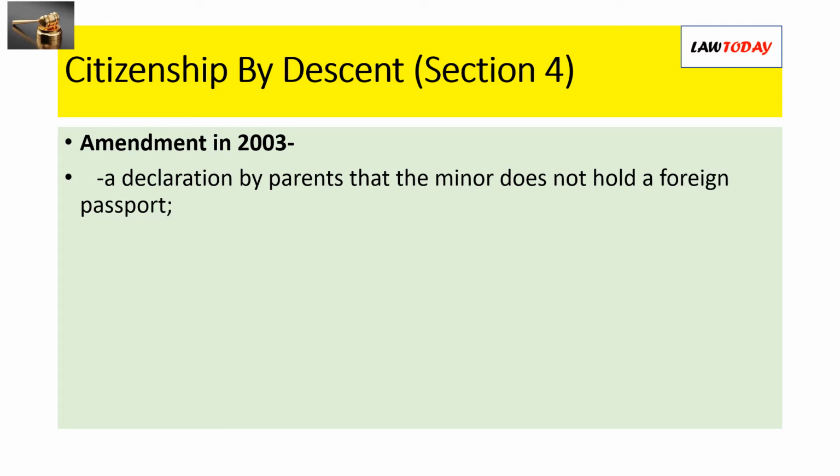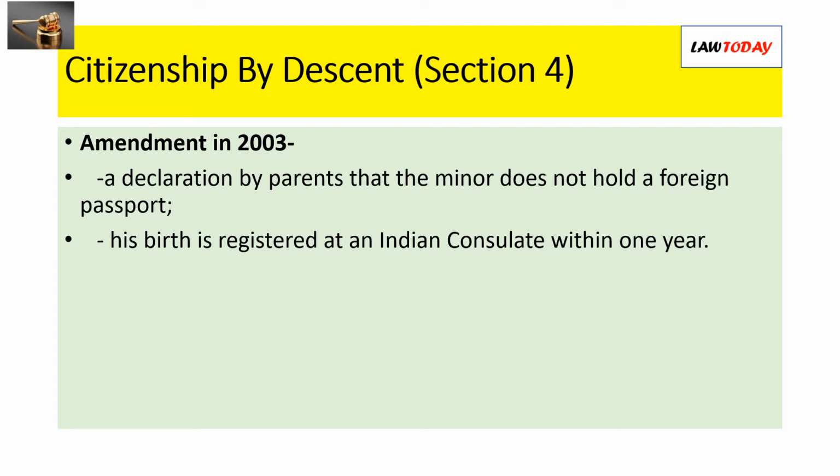Section 4 was again amended in 2003, which became effective from 3rd December 2004. Now, if a person born outside India on or after 3rd December 2004 has to acquire citizenship, his parents have to declare that the minor does not hold a passport of another country and his birth is registered at an Indian consulate within 1 year of his birth.